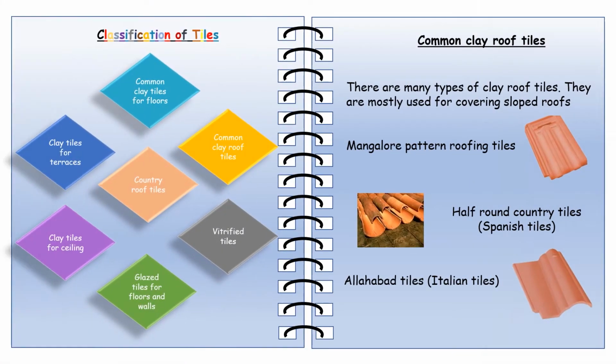Classification of tiles. Common clay tiles for floor, common clay roof tiles, vitrified tiles, glazed tiles for floors and walls, clay tiles for ceiling, clay tiles for terraces, country roof tiles. Common clay roof tiles. There are many types of clay roof tiles. They are mostly used for covering sloped roofs: Bangalore pattern roofing tiles, half-rounded country tiles, that are Spanish tiles, Mangalore tiles, those are Italian tiles.